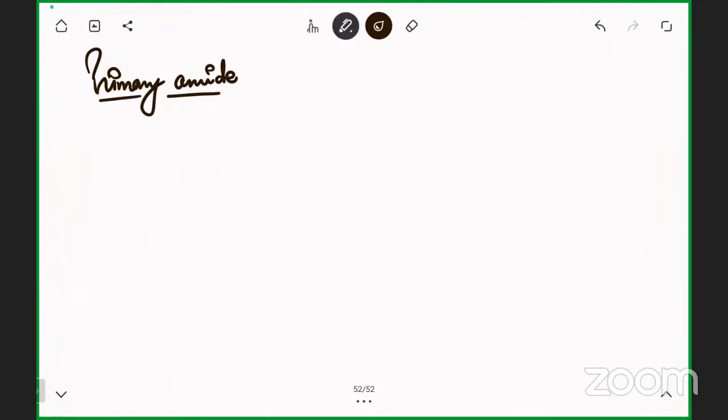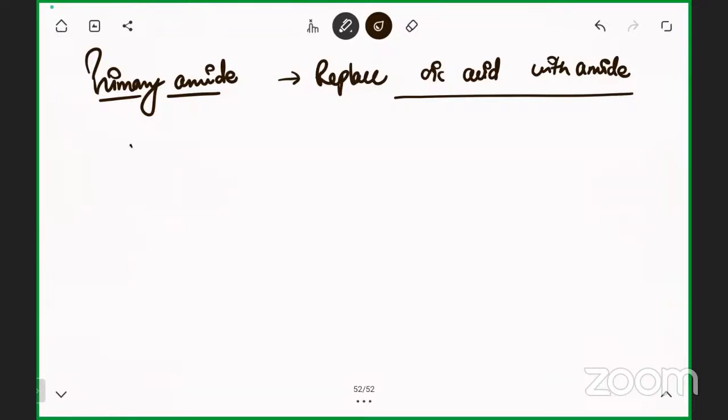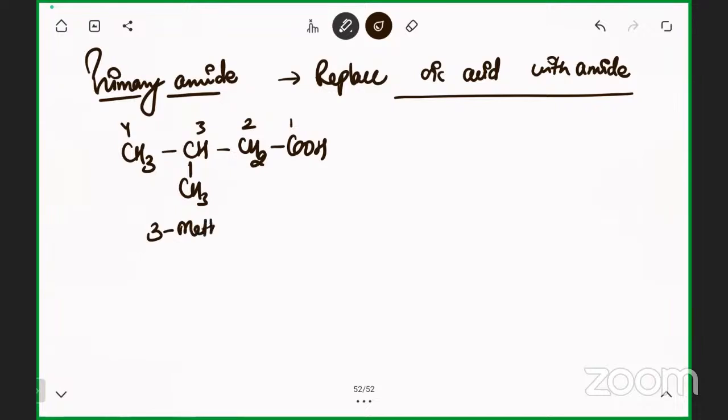Primary amides. See how I'm writing the name. You have to replace oic acid with amide. Take an example: CH3, CH single bond, CH3 single bond, CH2 single bond, COOH. The name of this particular compound: 1, 2, 3, 4, that is 3 methyl, 4 carbon, then we have butanoic acid. So we have oic acid here.